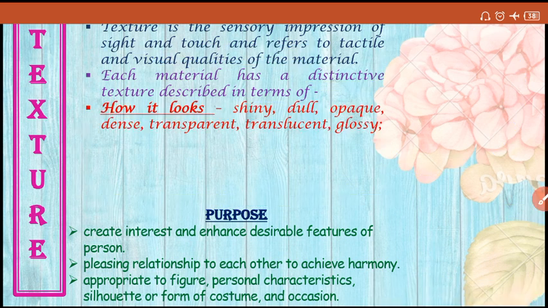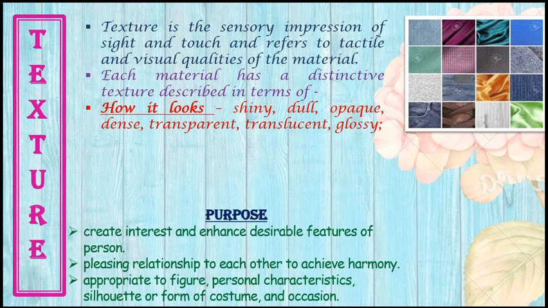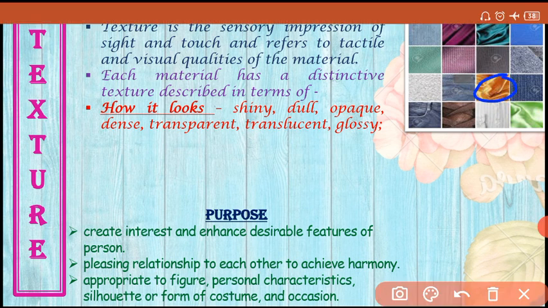What are those terms now? The first is how it looks. Now look at this picture. This is glossy, this is also glossy, silky. Then you have this grainy, this is checked, this is marbled effect. So how it looks, whether it is translucent, opaque, what is the look of the fabric?